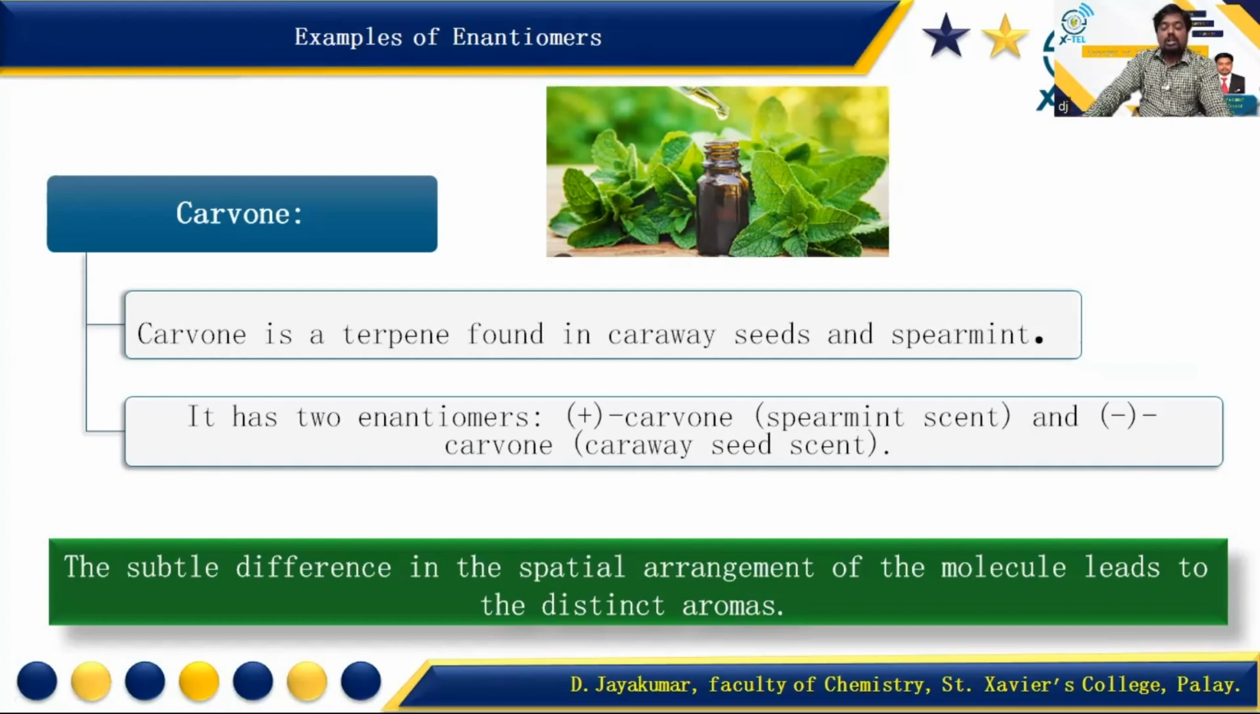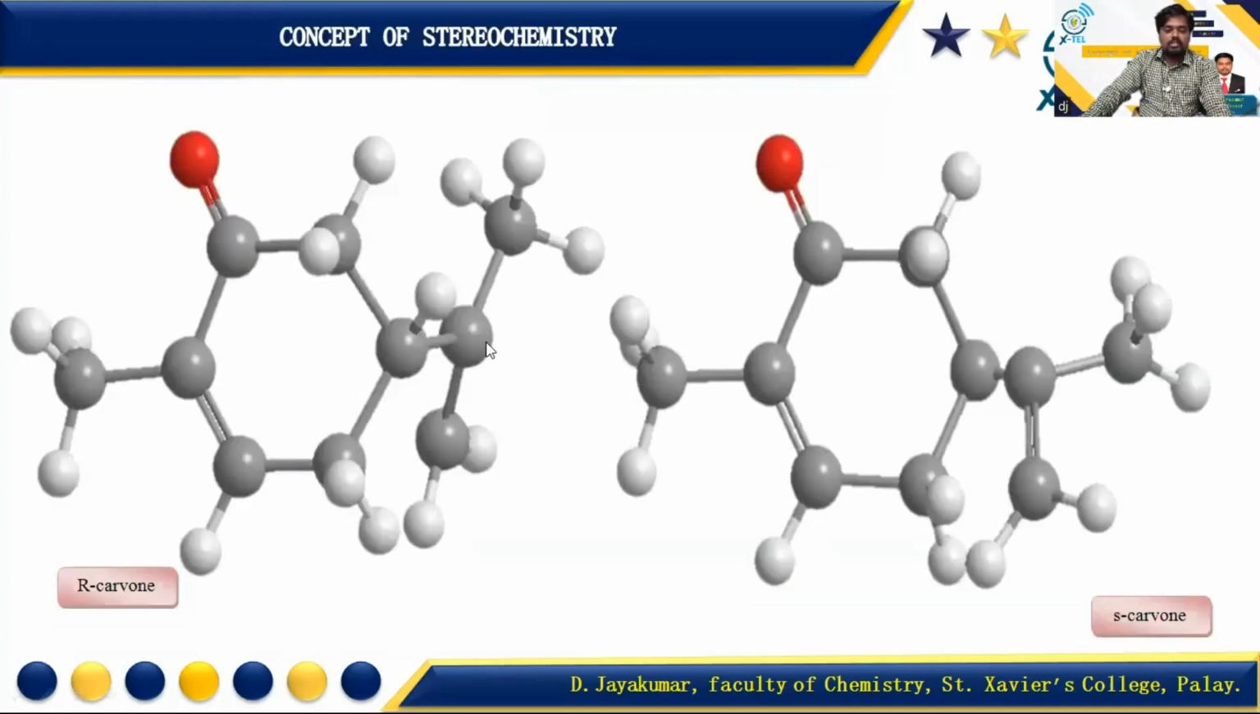The question is how to distinguish and name them. I told you, being enantiomers, they have two different spatial arrangements, right? These are the two molecules. How do we distinguish the molecules for all practical purposes? We'll take this cyclic system as a base. By looking at the cyclic system, the methyl group in both the molecules remains in the plane.